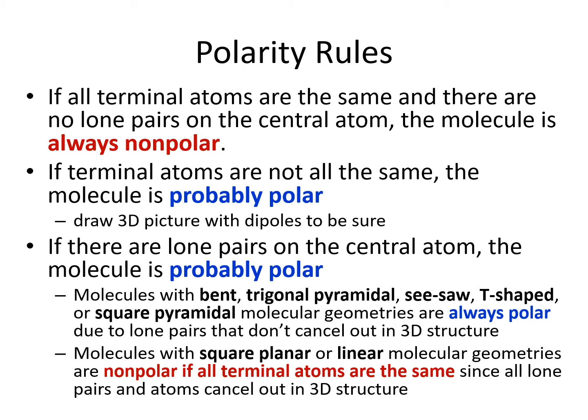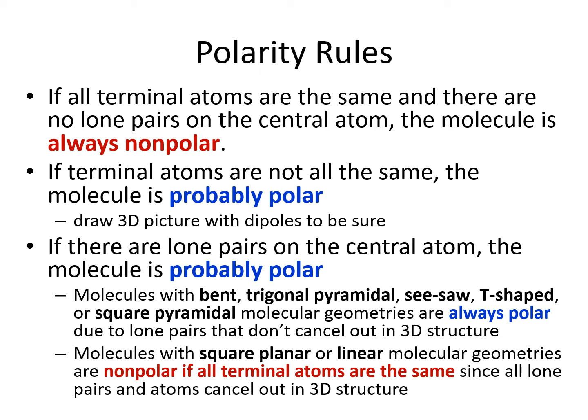Our first rule is that if all the terminal atoms are the same, and there are no lone pairs on the central atom, the molecule is always nonpolar. Having all the terminal atoms the same is related to the magnitudes of the vectors. The magnitudes would all be the same because the polarities would all be the same. Having no lone pairs is related to the directions of the vectors.